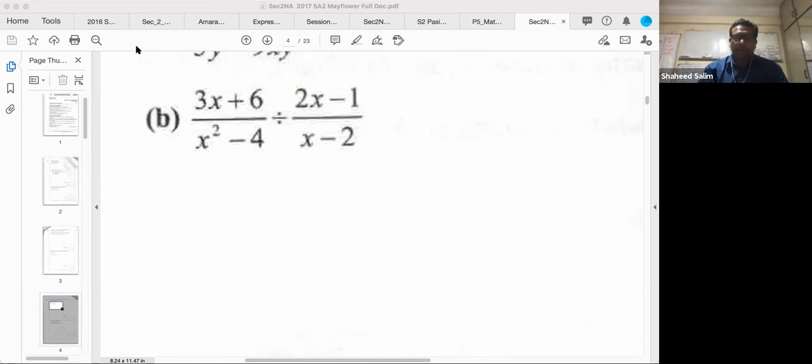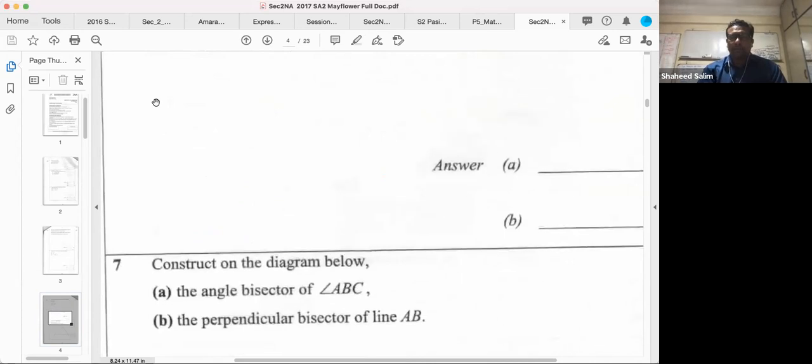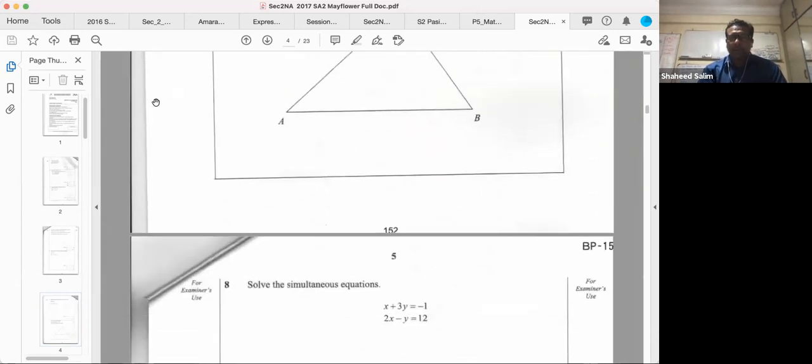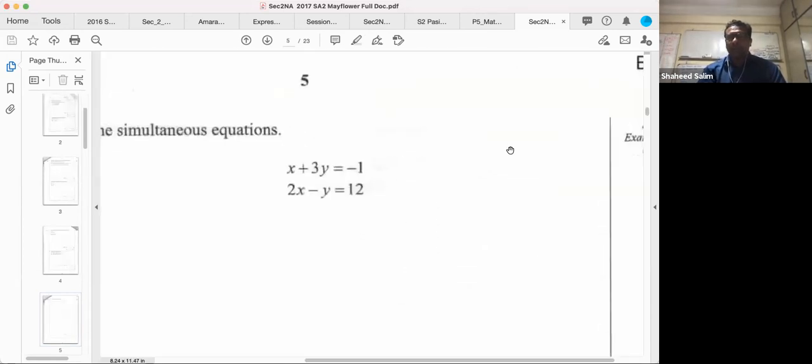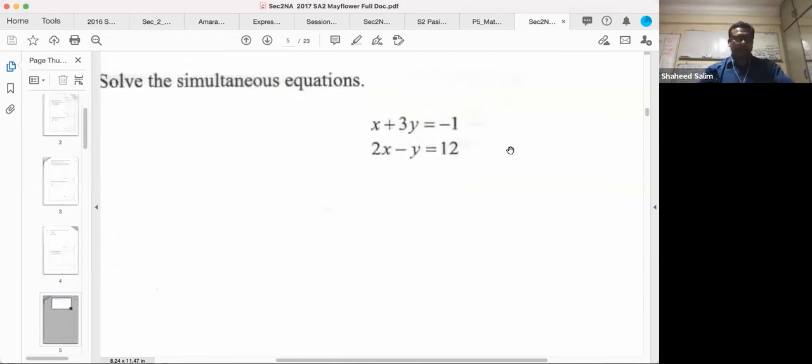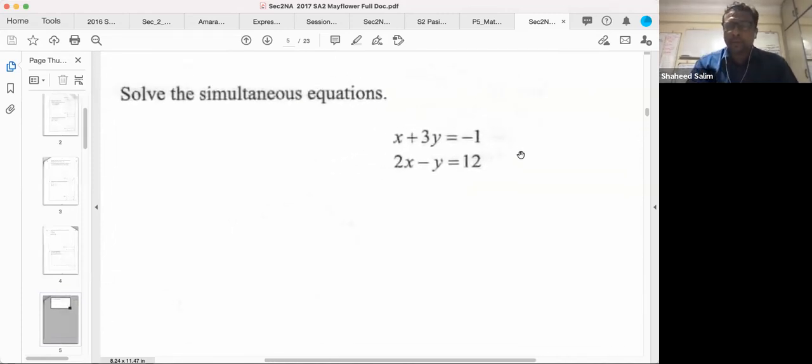Let's try. No, not this one. Simultaneous equation. Okay. Simultaneous equation. Please try.